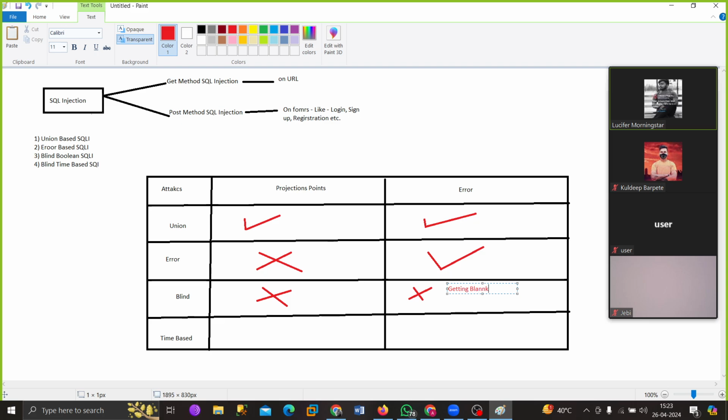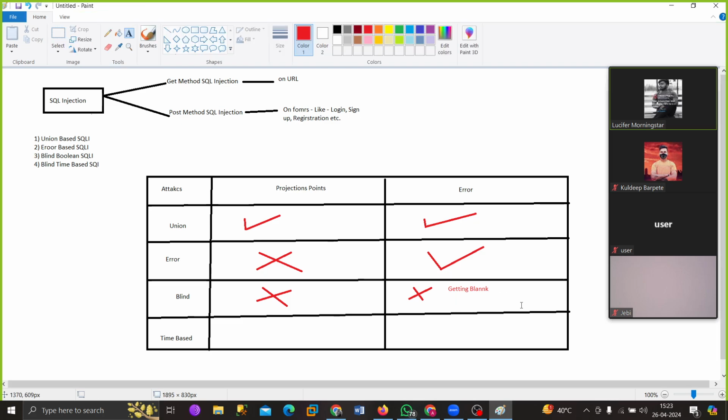Getting blank or showing nothing, right? At that point of time, you can perform a blind boolean attack on that website. But if a website is neither showing projection nor error messages, you can perform union blind time-based SQL injection.